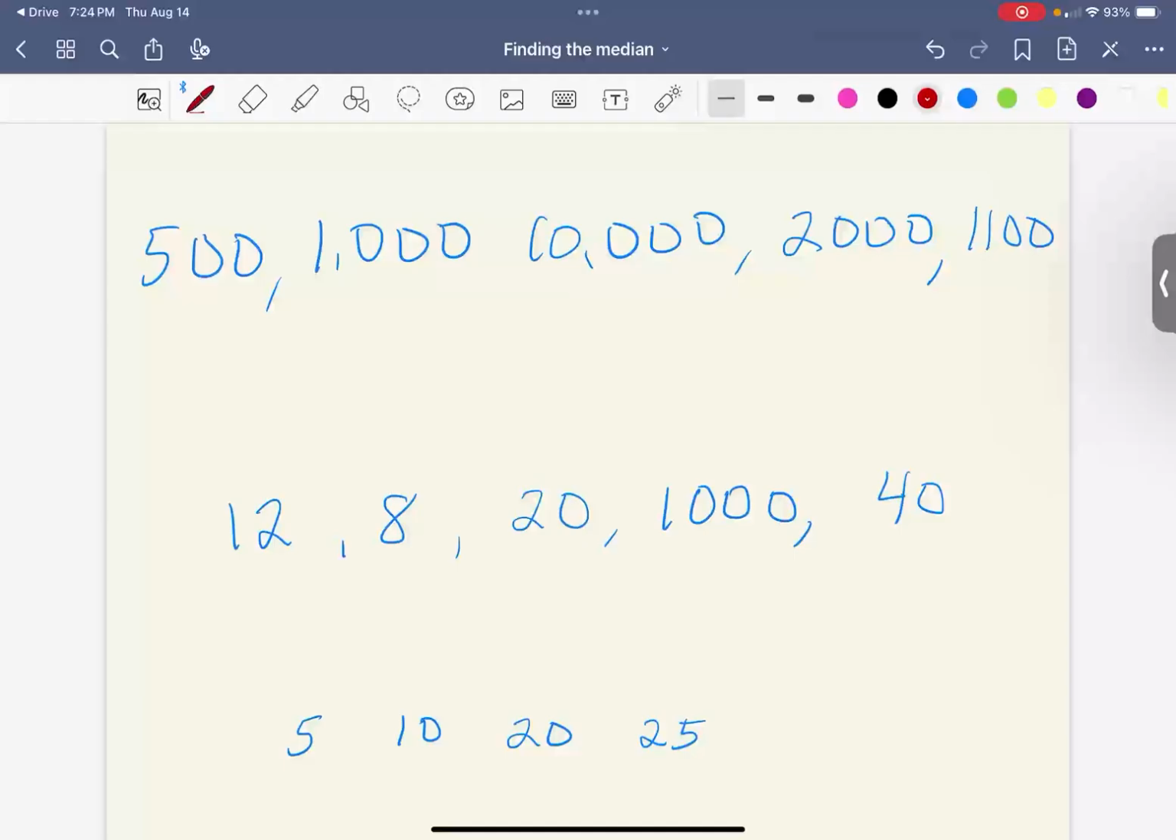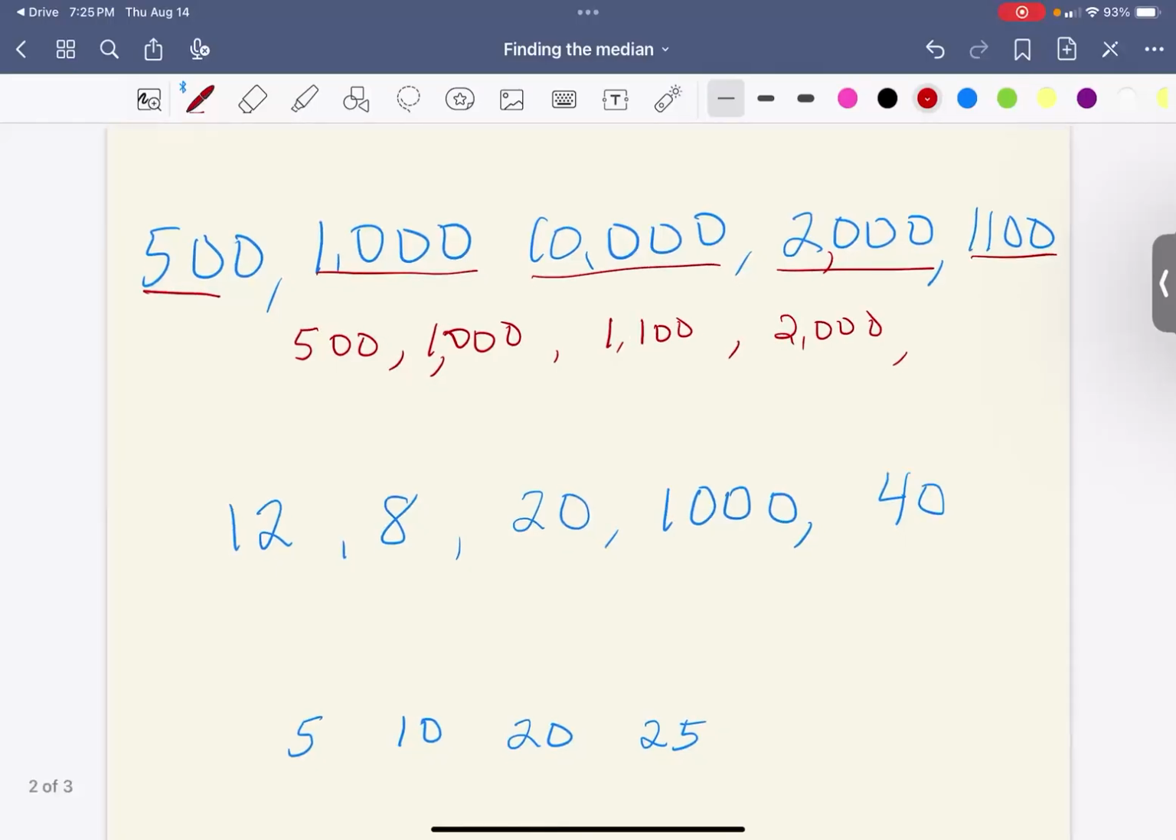So the smallest number is 500. The next smallest is 1,000. The next smallest is 1,100. The next smallest is 2,000. And the last number is 10,000. So now the number that's the median, or in the middle, is 1,100.